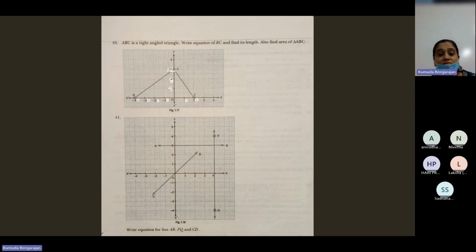60. Because 10, 20, 30, 40 are marked. So BC will not be 6, BC will be 60. See the scale.